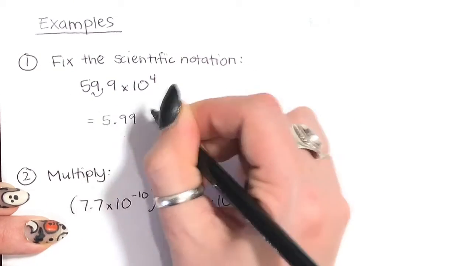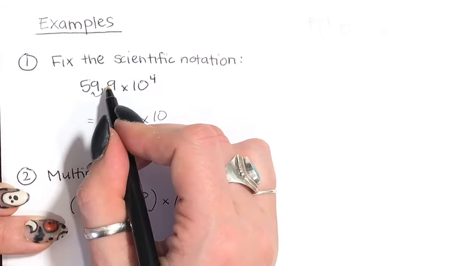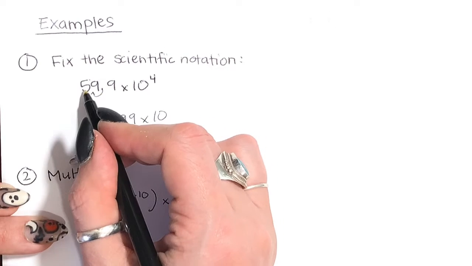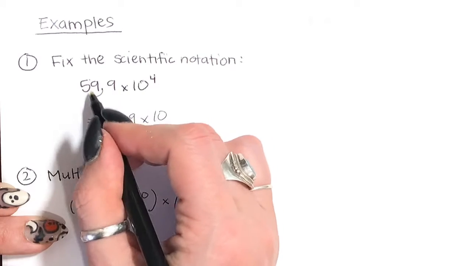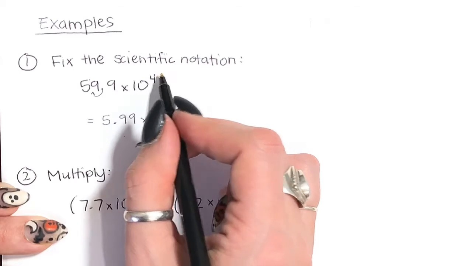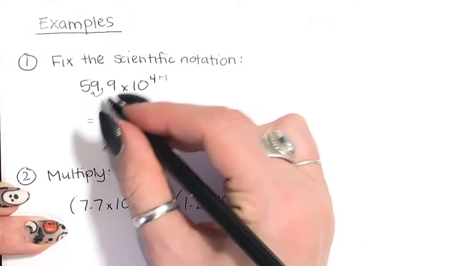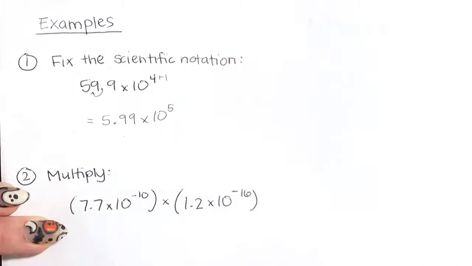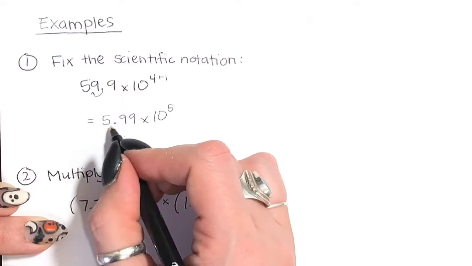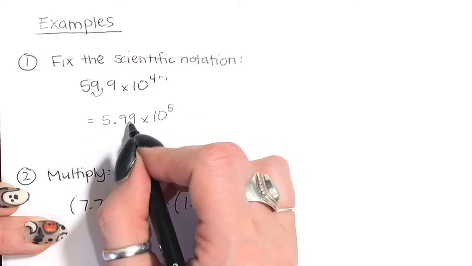5.99 times 10. But then we're not going to keep it to a power of 4 because I moved my decimal one more time over. If I move it one more over to the left, remember we're taking this bigger number and making it smaller. So to keep it balanced, I need to make this number bigger. So we're going to add 1 to our exponent since we moved it 1 to the left, so that we have a power of 5. And now it's in the proper format. We have just 1 digit in the front, and this exponent matches how many times we need to move our decimal.